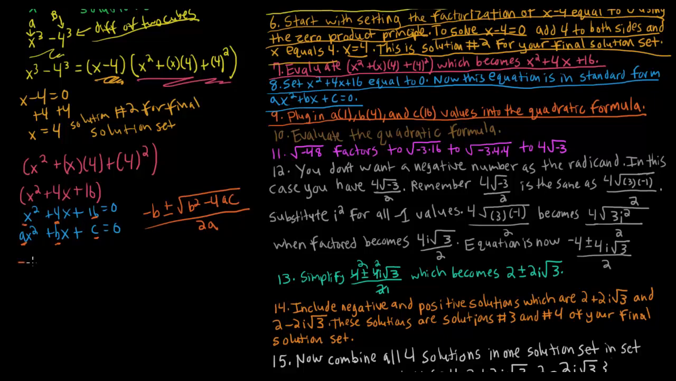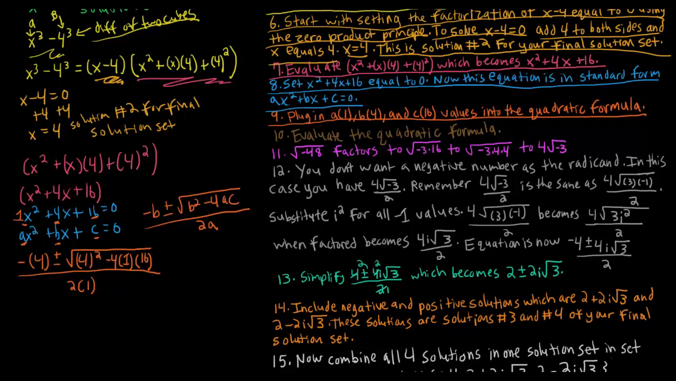So we have minus our b value, which is 4, and then plus or minus the square root of b squared, our b value is 4, so 4 squared, and then minus 4 times 1, our a value is just 1, which is the same as 1x squared, so it's negative 4 times 1, and then that's times our c value, and c is 16, so times 16, and all of that is over 2 times a, and our a is 1, so 2 times 1.